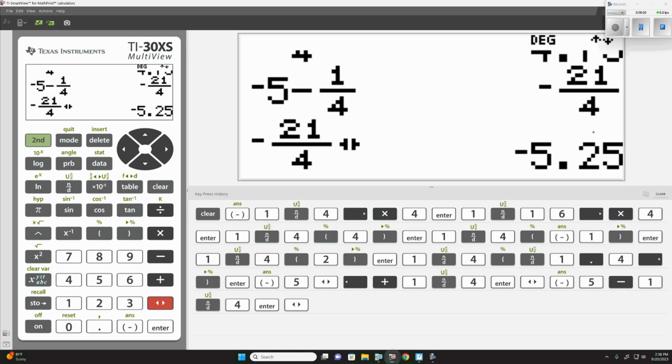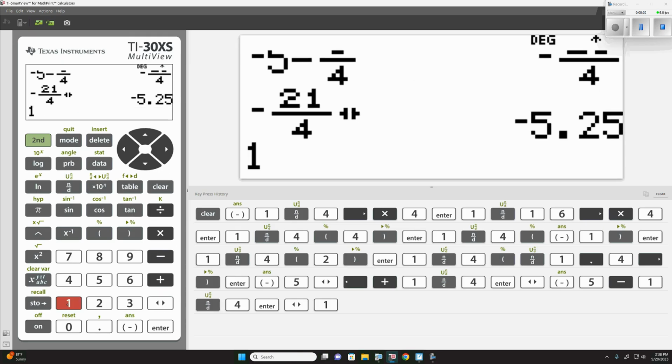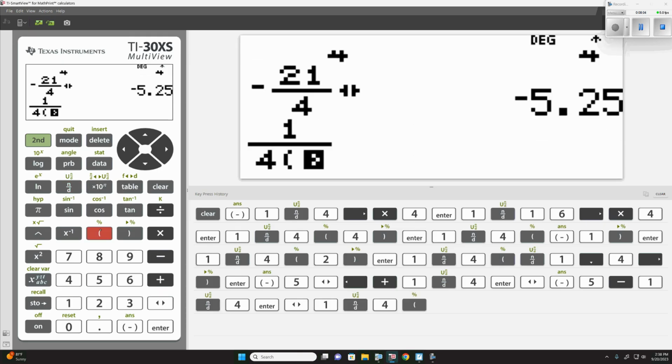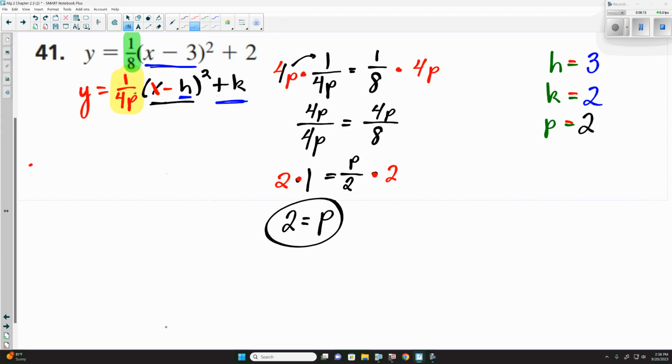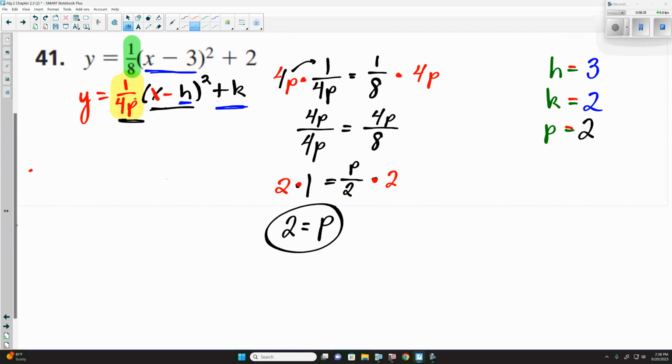Now, if you're not sure you got the right value of p, we can plug it back into our 1 over 4p. So in this case, it'd be 1 over 4 times 2, which is 1/8, which does match up with what we got. Because if we're checking it, we're plugging it back into our 1 over 4p. Questions on any of this here?